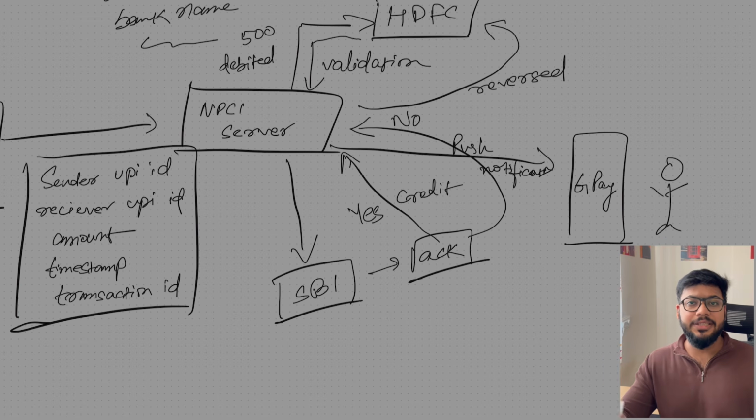So that is how we understand a UPI transaction lifecycle. This was pretty much a high-level overview. If you want to understand more details, if I find any resource, I'll definitely share it with you guys in the comment section. Now let's try to understand this from the CAP theorem perspective.